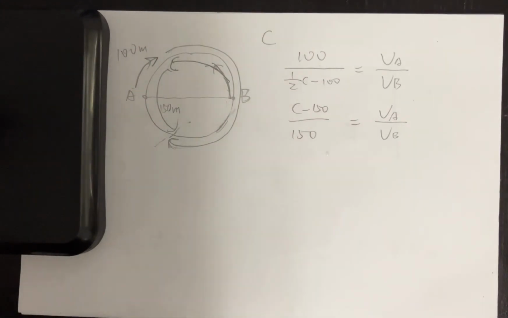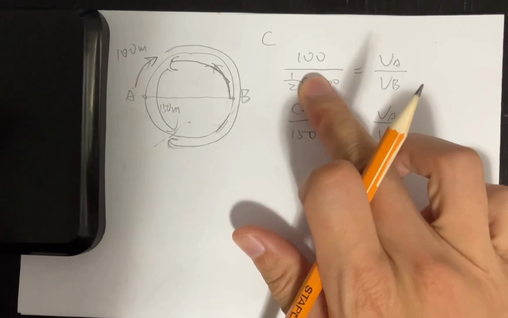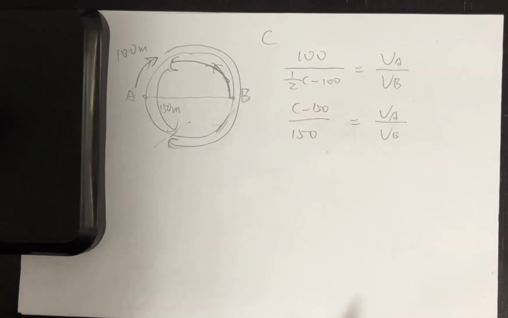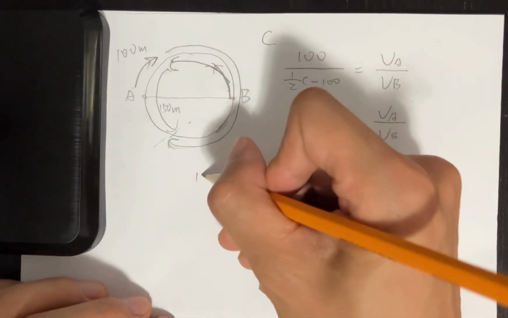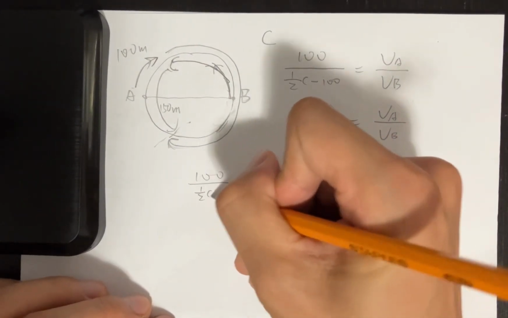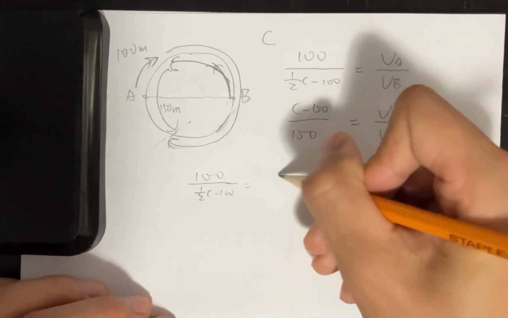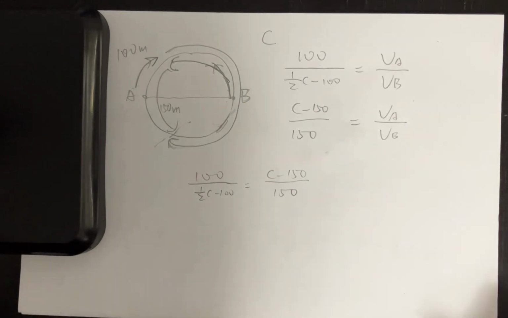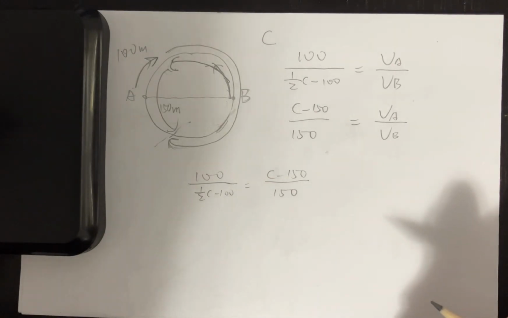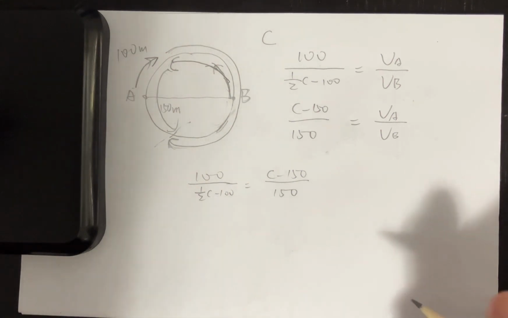Okay, here we are. Expression 1, expression 2, these two expressions should be equal to each other because they're both VA to VB. And so 100 to half C minus 100 should be C minus 150 to 150. Then we need to solve this equation. It's a quadratic one. It's not that nice, but anyway, I think we can solve it.